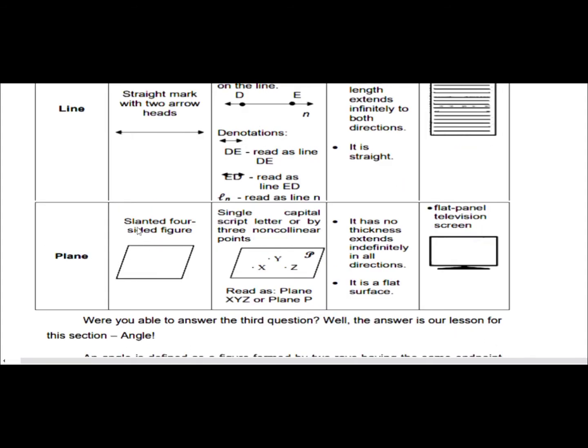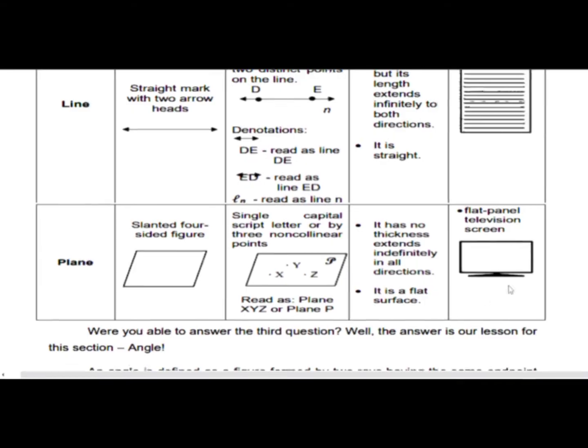Last one is the plane. A plane is a slanted four-sided figure. It is labeled by a single capital script letter. For example, we have letter P and read it as plane P. Or by three non-collinear points, for example, point X, point Y, and point Z, and read this as plane XYZ. It has no thickness and extends indefinitely in all directions. It is a flat surface. The real-life example is a flat panel television screen.